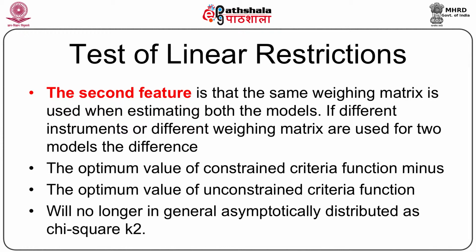If different instruments or different weighing matrices are used for the two models, the optimum value of the constrained criteria function minus the optimum value of the unconstrained criteria function will no longer in general be asymptotically distributed as chi-square with k2 degrees of freedom. So what do we need? First, we use the same instrument in both the constrained and unconstrained cases, and secondly, we need to use the same weighing matrix in both the constrained and unconstrained minimum.